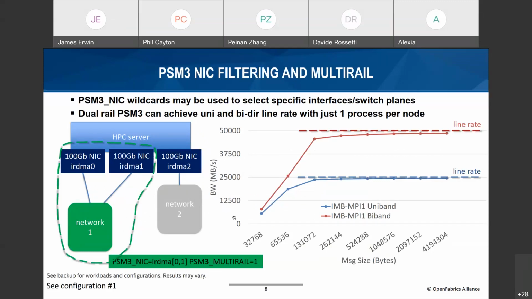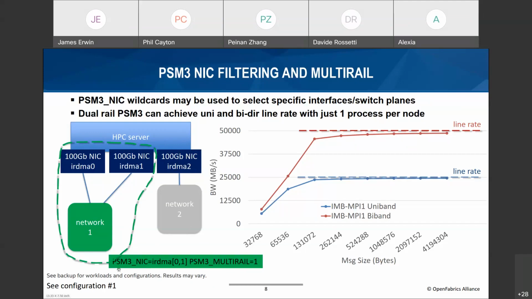So here's an example of PSM3 NIC filtering and showing our multi-rail capability to distribute traffic across the available NICs. On the left-hand side, I have a simplified schematic of an HPC server, which might have a few different connections into a couple different networks. In this example, we have two Ethernet NICs connected to a primary network of interest, which we'll call network 1 in green. And then we have another NIC connected to a secondary network, which we don't particularly want to run traffic over for whatever reason. This is a scenario where we can use wildcards in PSM3 to select just the two NICs of interest.